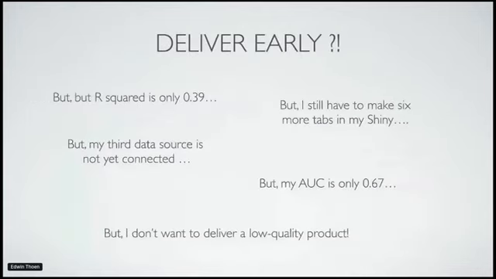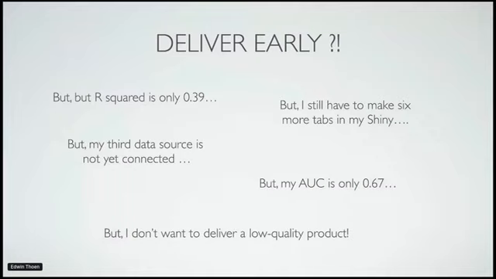So delivering early might push your panic button. You don't feel ready because, well, you're not really ready. Your reactions might be one of the following, like my R² is only 0.39, or I still have 6 more tabs in my Shiny to make, or my third data source is not connected, or my AUC is not there. What it all boils down to is that you don't want to deliver a low quality product because you're a high achieving, conscientious data scientist or whatever you call yourself.